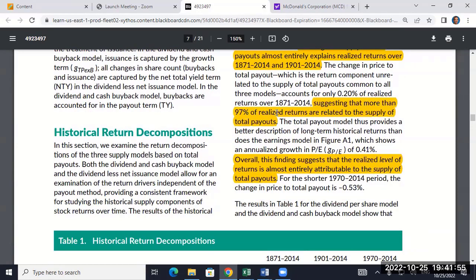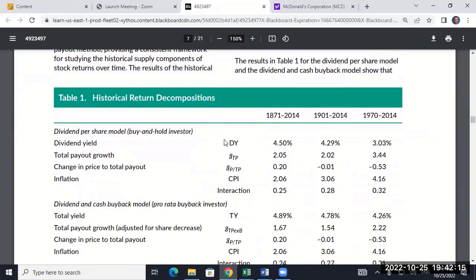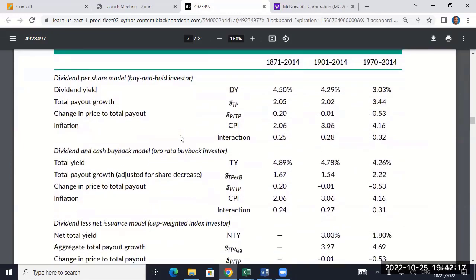Suggests that more than 97% of realized returns are related to supply of total payouts. Overall, this finding suggests that the realized level of returns is almost entirely attributable to supply of total payouts. What they're saying is when you just look at dividends, your R squared or your explanatory power is just not very strong. When you include dividends and buybacks, you can explain a lot more of the market.